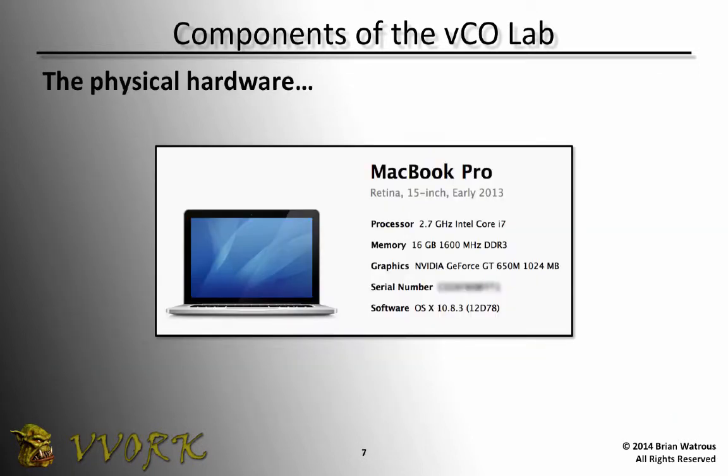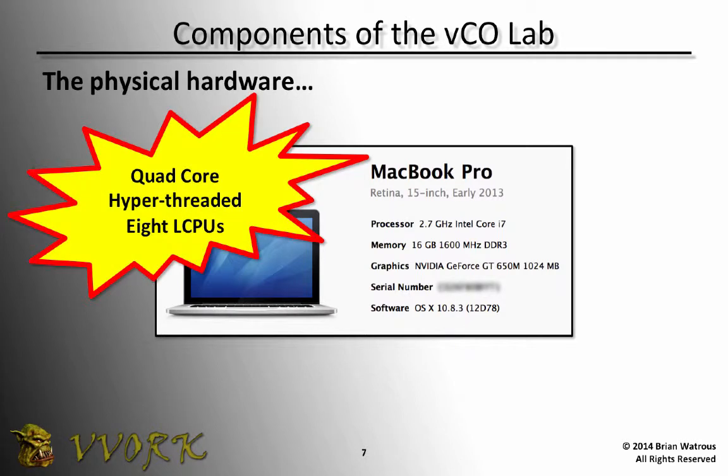So let's go back to the physical hardware. The MacBook Pro, as you can see, is a 15-inch display. None of that really matters, but what does matter is that the physical CPU in the machine is a 2.7 gigahertz Intel Core i7, which is a quad-core hyper-threaded physical CPU, which means, from my perspective as a virtualization guy, that I've got 8 logical CPUs that I can work with.